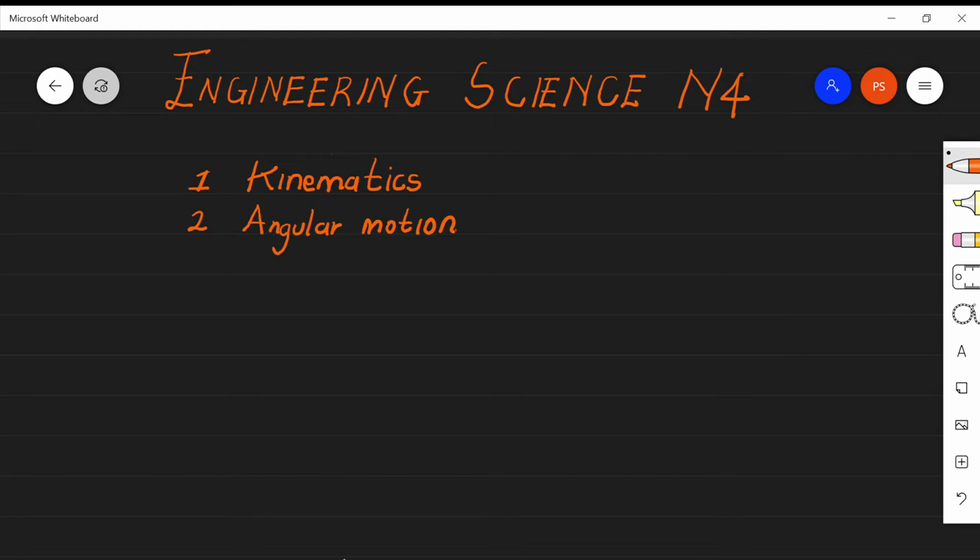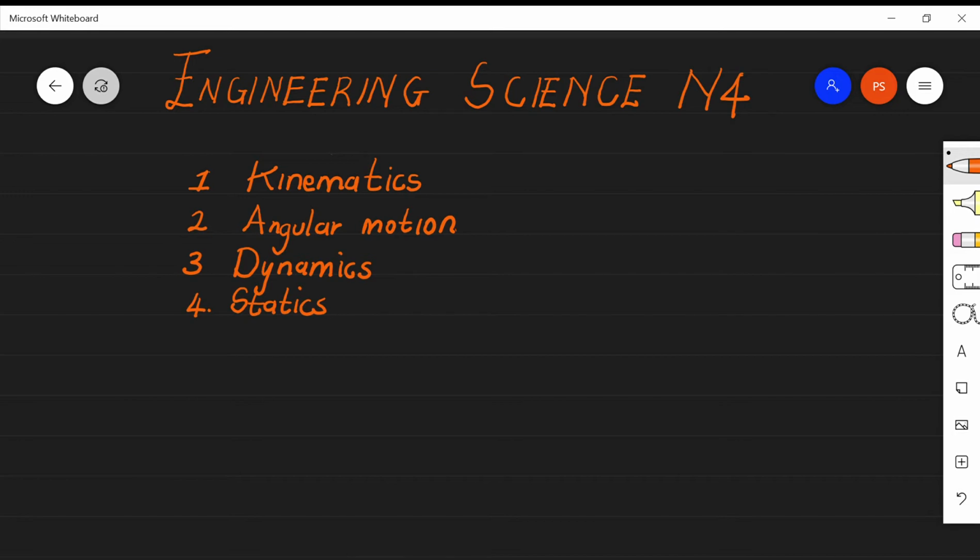And then in the third module, we are going to be looking at dynamics. When we study dynamics, we're going to be looking at Newton's laws and the law of conservation of energy. And the reason why we study these laws is because, as an engineer, you need to understand the fundamental laws of nature. In the fourth module, we're going to be looking at statics.